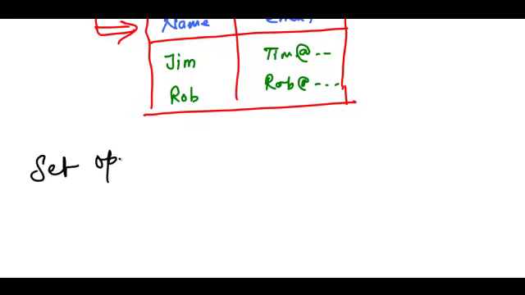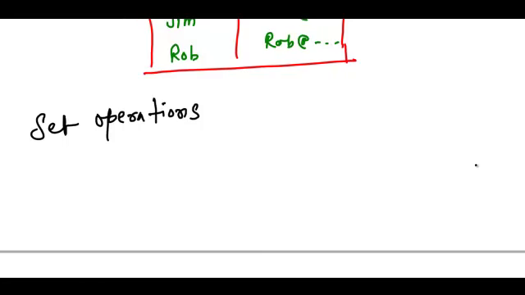Set operations. Now there is a condition, and that condition has to be fulfilled before we can use set operations on two relations. Okay, it's a binary operator, it works on two relations. So the compatibility condition is the relations must have same arity.